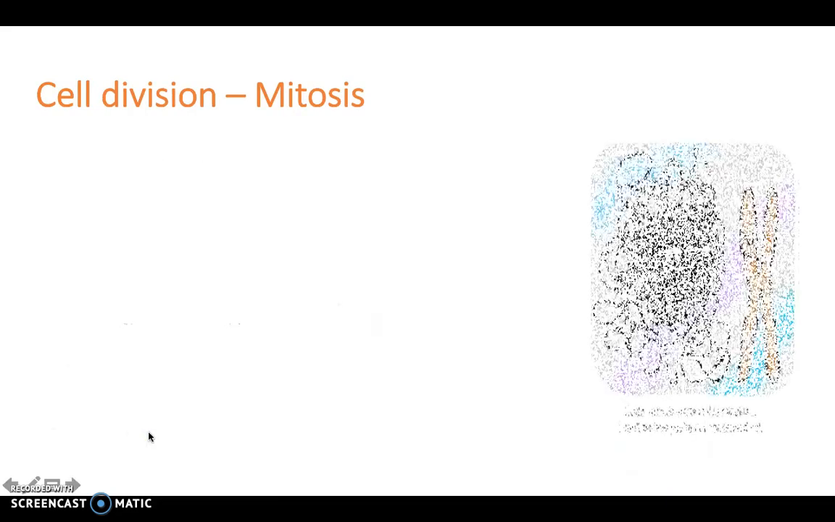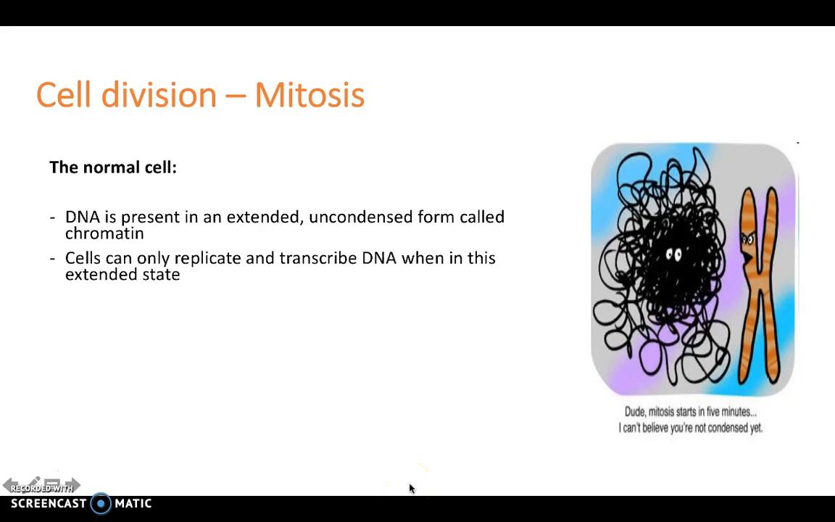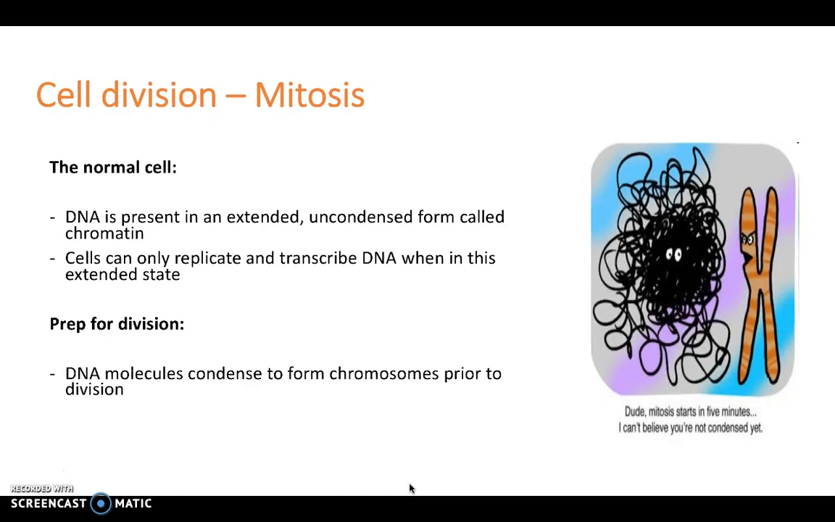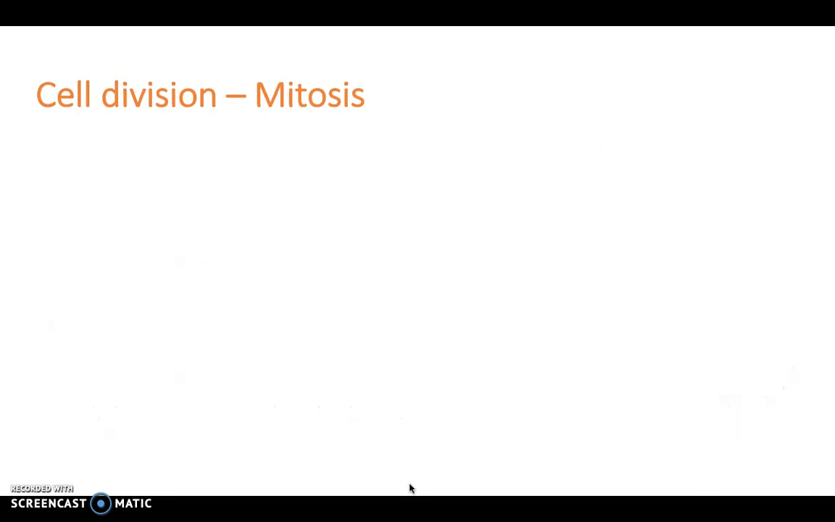So mitosis. For normal cells, DNA is present in an extended uncondensed form called chromatin. Cells can only replicate and transcribe DNA when it's in the extended state. So in order to prepare for division, the DNA molecules condense to form chromosomes prior to division, and each chromosome is a single molecule of DNA. This makes it easier to sort and organize replicated DNA into daughter cells.